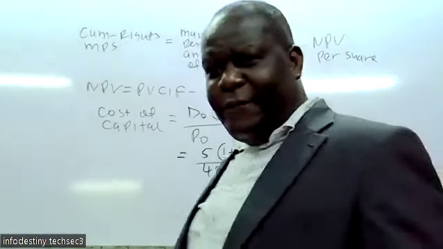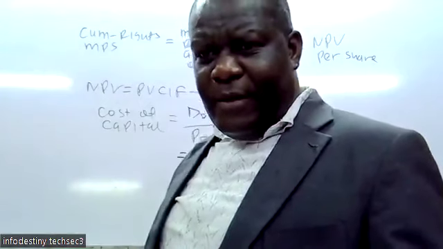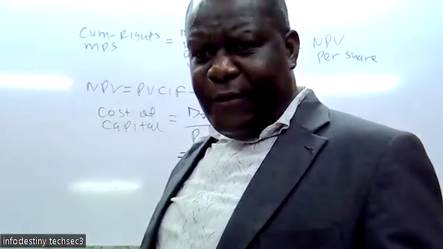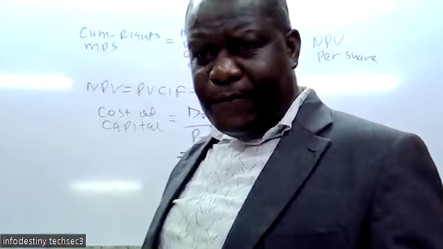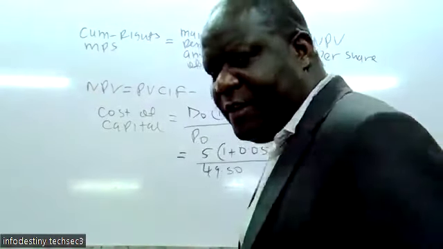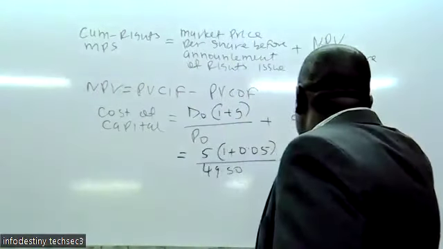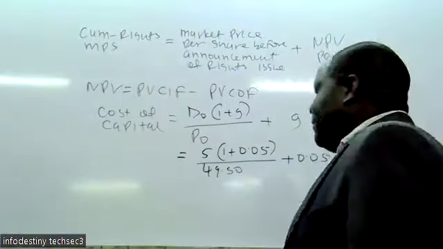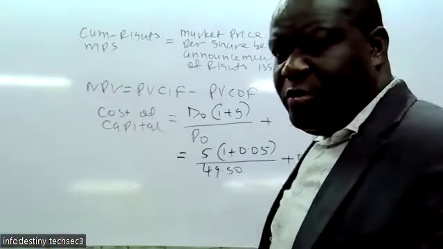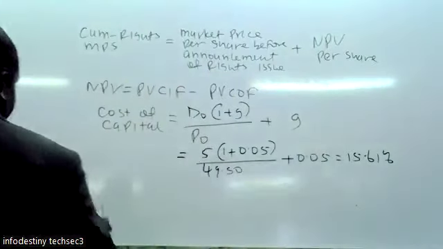I'm getting different figures. Someone had given me 15.60. So we can have it as 15.61 as a percentage. So once you have done that, you want now to get the NPV.